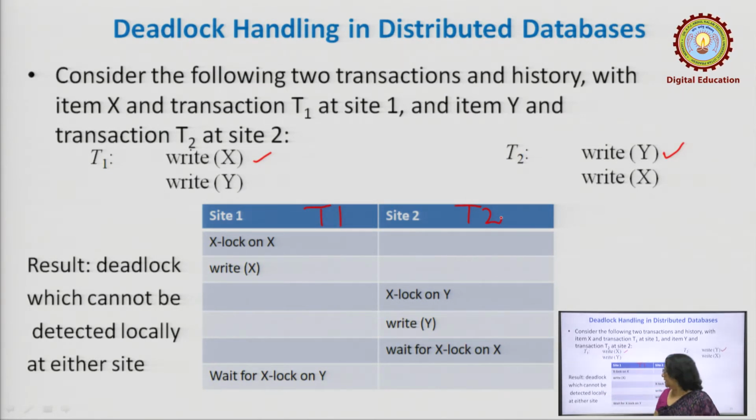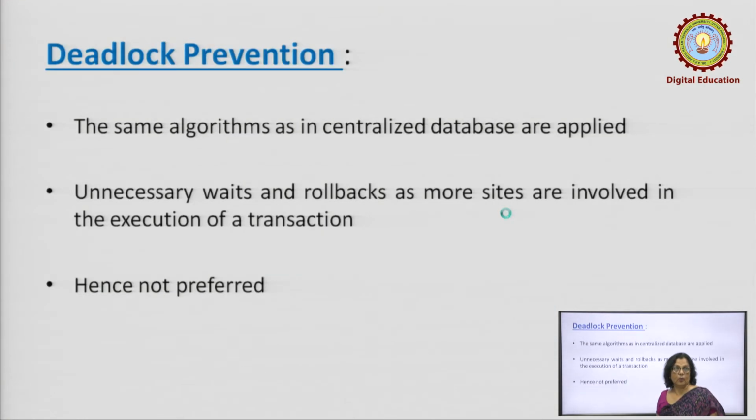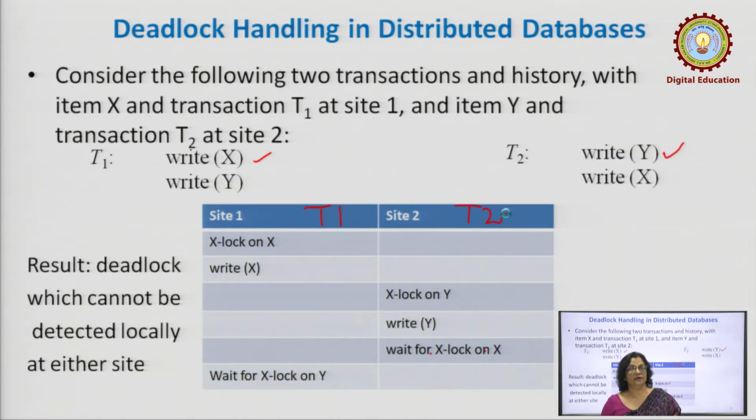So, let us see how it happens. We have an X lock on the data item X, write X, an X lock here on data item Y, write Y. Now, this is waiting for an X lock on X. So, the transaction T2 at site 2 requires an X lock on the data item X, and the transaction T1 at site 1 requires an X lock on the data item Y. So, what has happened is this will result in a deadlock. Why? Because none of the transactions can proceed.